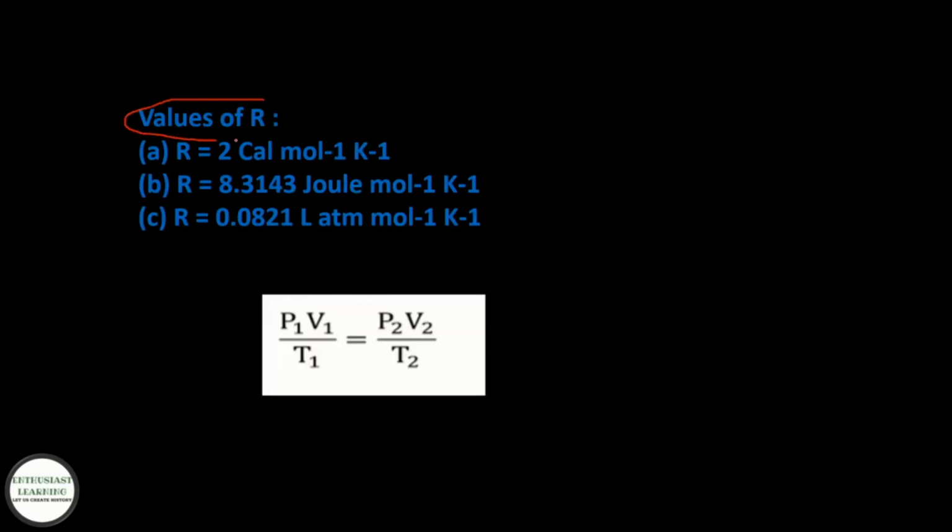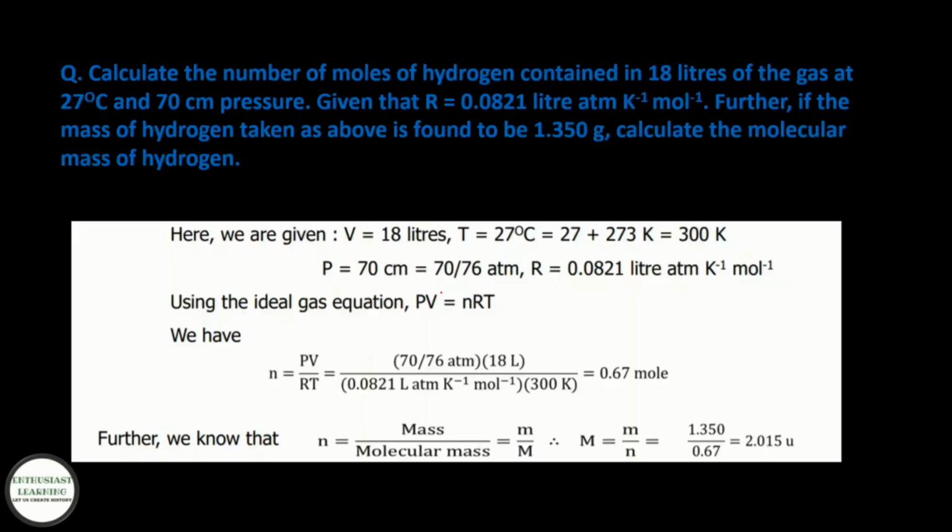Now some values of R. R is 2 calories Kelvin mole inverse Kelvin inverse. R is also 8.3143 joules mole inverse Kelvin inverse. And R can also be 0.0821 liter atm mole inverse Kelvin inverse. This means P1 V1 upon T1 is equal to P2 V2 upon T2.